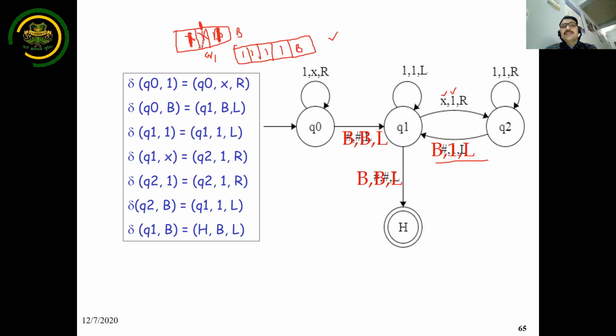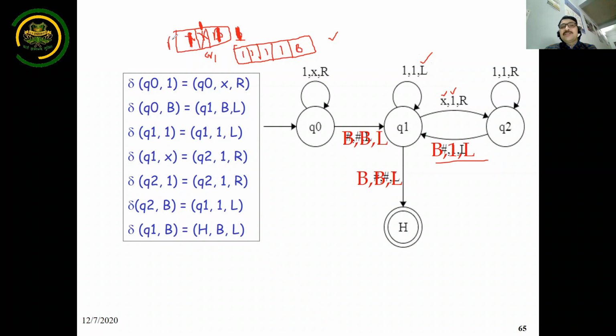Now you are moving towards the right, and in state q2 you are getting 1. So no need to change this one, just move to the right. And after reading this blank, you convert it into 1 and move towards the left. Now you are in state q1, and in state q1 you are getting 1. So on 1 you don't need to change it. Just read 1, write 1 and move towards the left. We are moving towards the left.